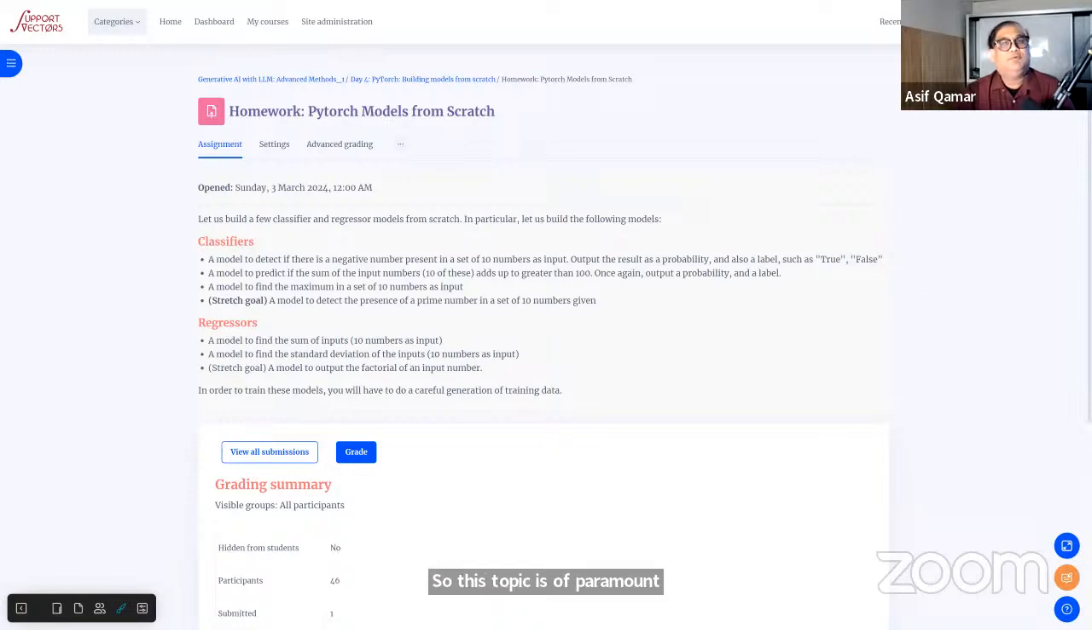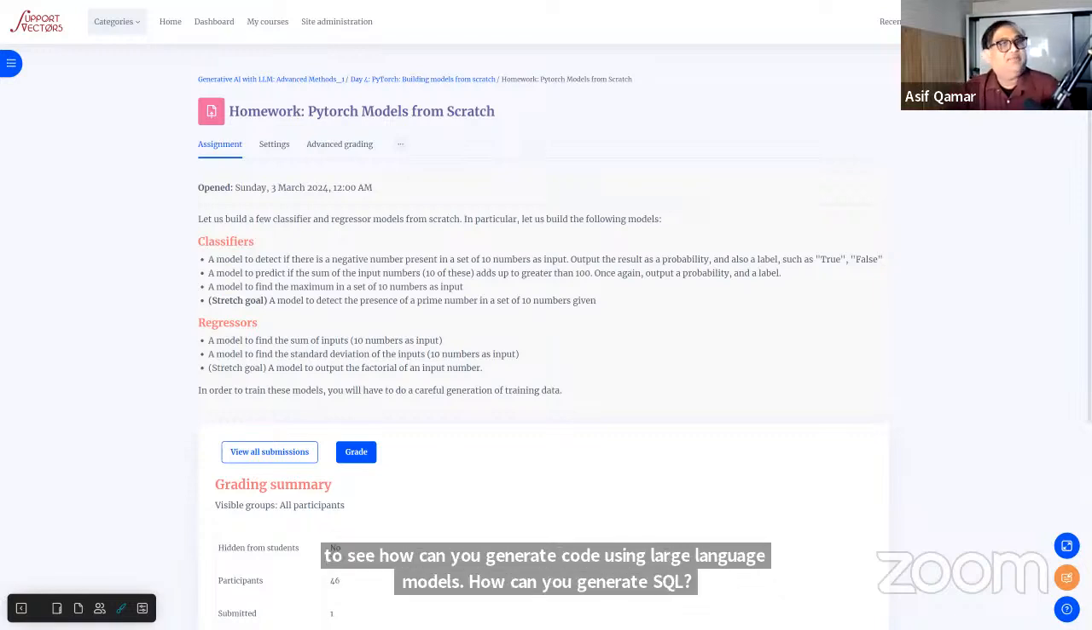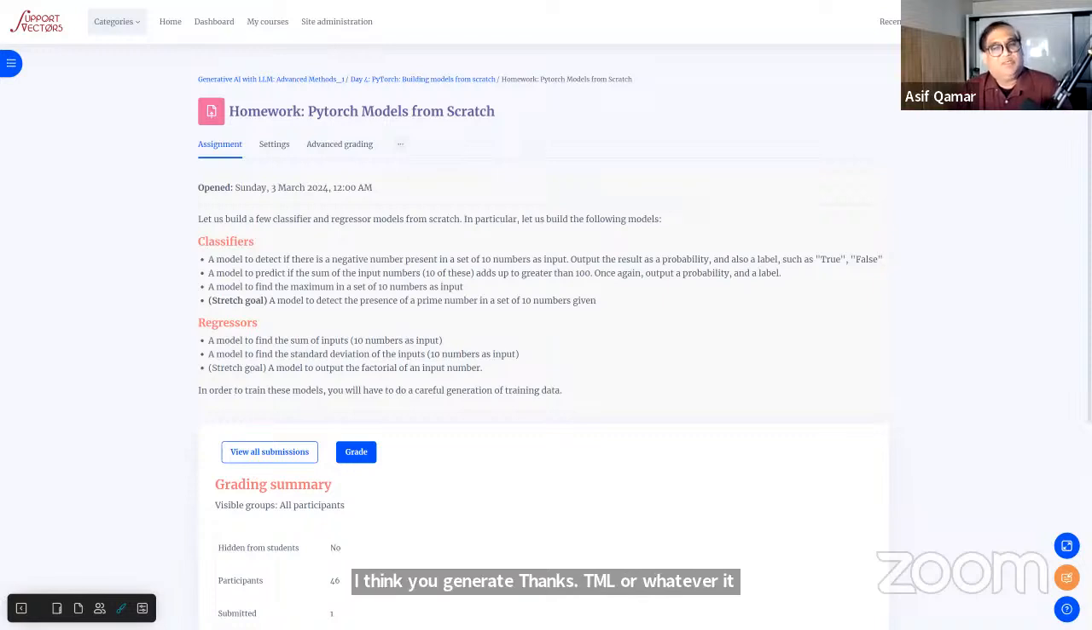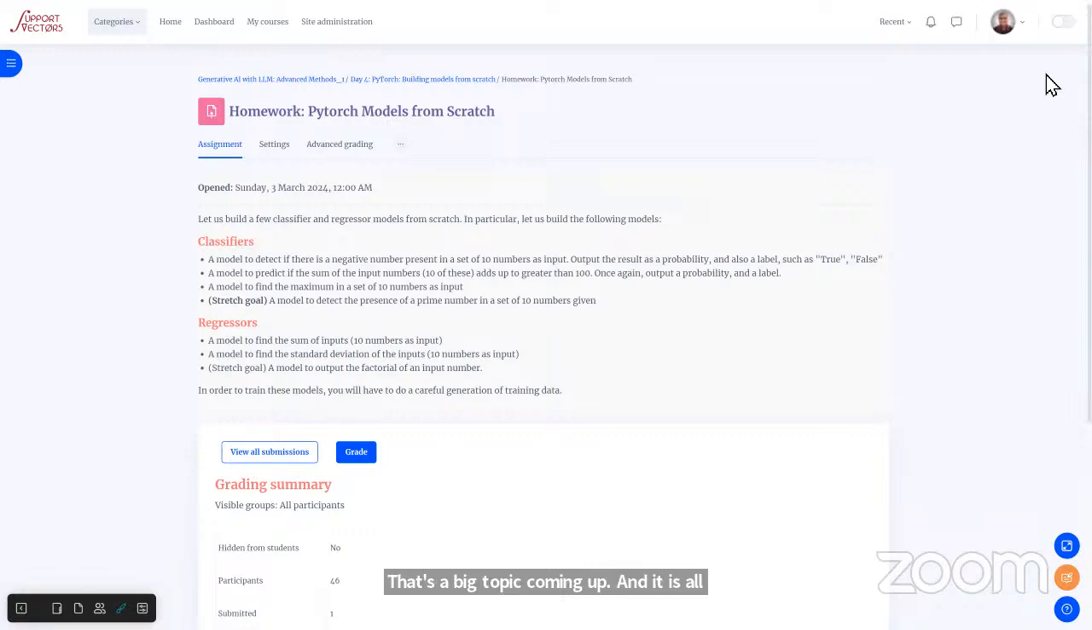We are going to move from big topics to big topics now. With this foundation, we're going to go into code generation. I know some people have really been waiting to see how you can generate code using large language models. How can you generate SQL, HTML or whatever it is? How do code generators work? That's a big topic coming up, and it is all related to the fine-tuning that we're going to talk about.